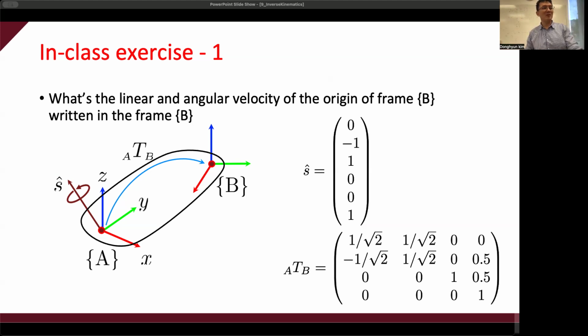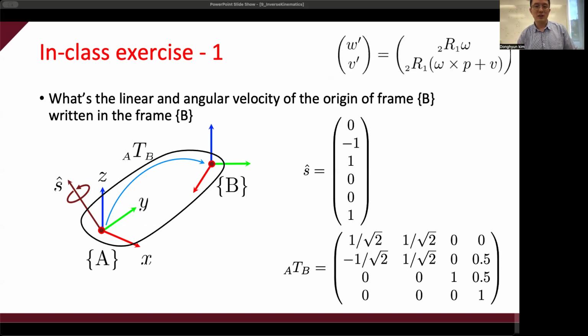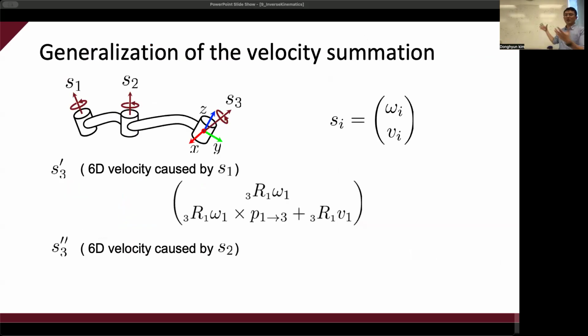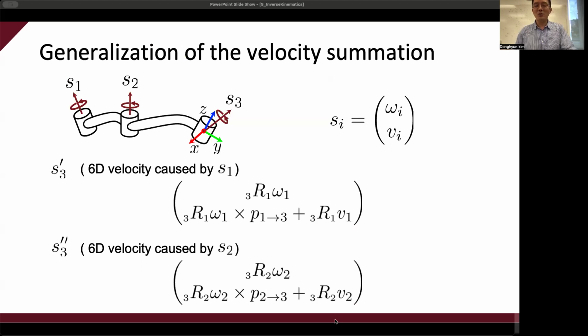Even in the case my math is wrong, you got the point, right? Okay, let's move on. Now we can just describe everything in a single concise representation. What we've done is basically R times omega, and R times omega cross product P, plus R times V1, right? So we can do the same things for the second frame as well.